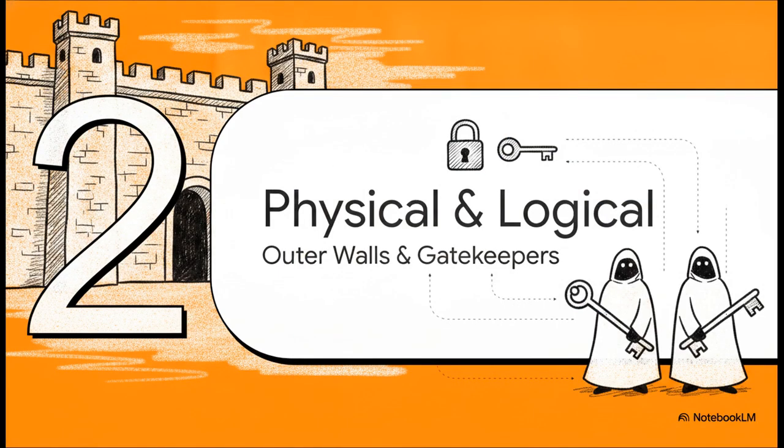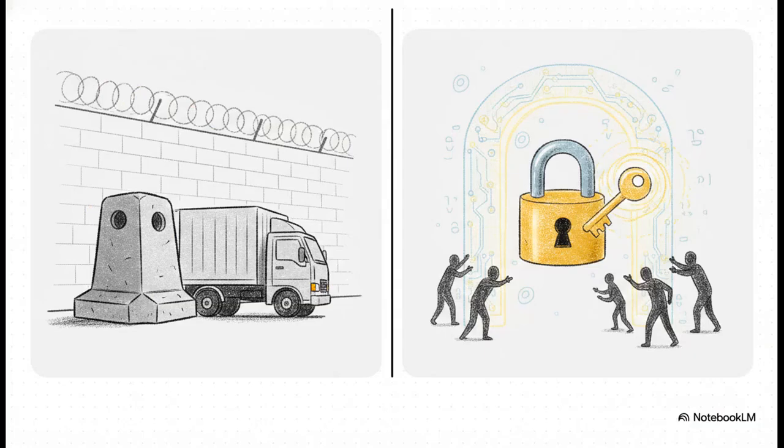Moving on to Section 2, Physical and Logical Defenses. And this brilliantly illustrates our outer defenses. On the left, we've got our physical outer walls. Think of physical security as the hardware stopping actual physical bodies. We're talking fences, man-traps, and bollards, those heavy concrete cylinders that literally stop trucks from ramming into a building.